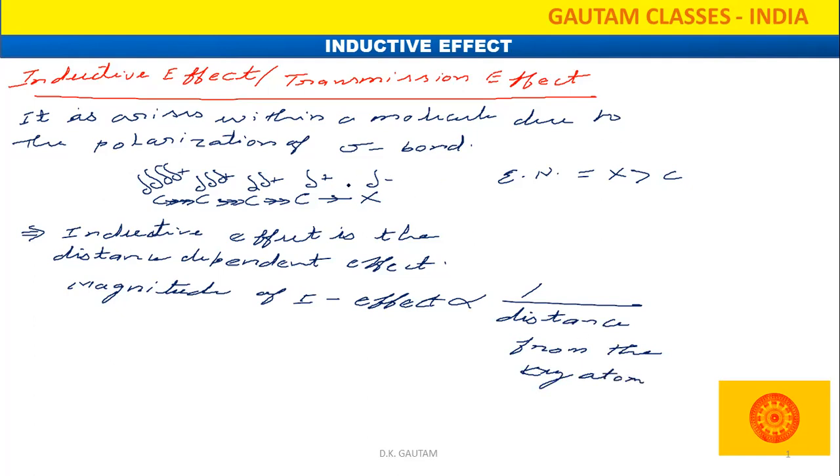That means suppose we want to find out which carbon atom has the more magnitude of I effect. Definitely the first carbon atom experiences more I effect, and the fourth carbon atom experiences the least I effect. Now, is the I effect a permanent effect or a temporary effect? I effect is a permanent effect.